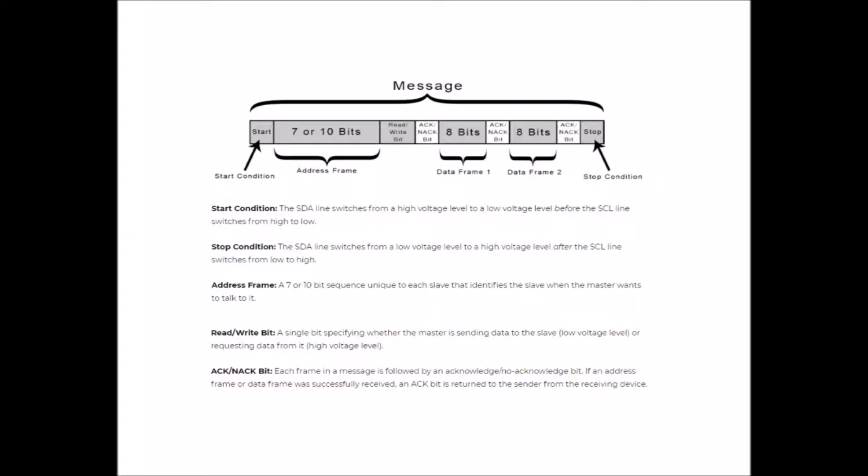Address frame. A 7 or 10 bit sequence unique to each slave that identifies the slave when the master wants to talk to it. Read-write bit. A single bit specifying whether the master is sending data to the slave, low voltage level, or requesting data from it, high voltage level.